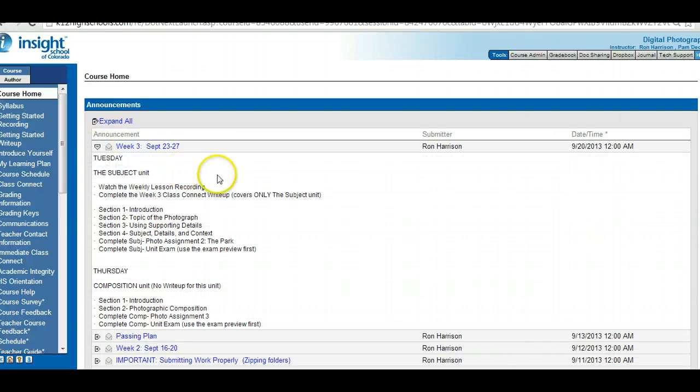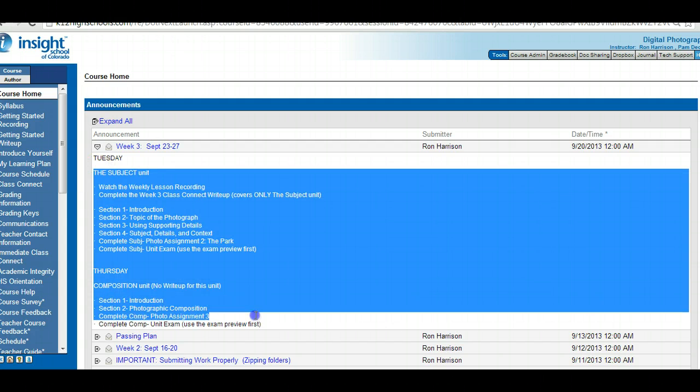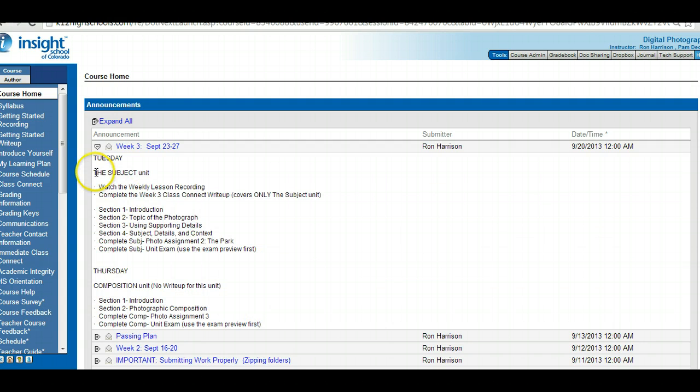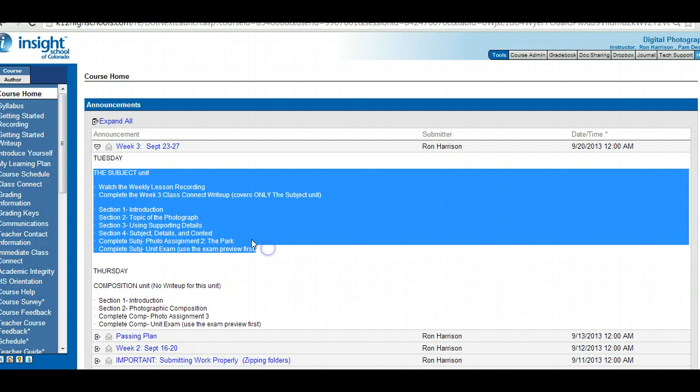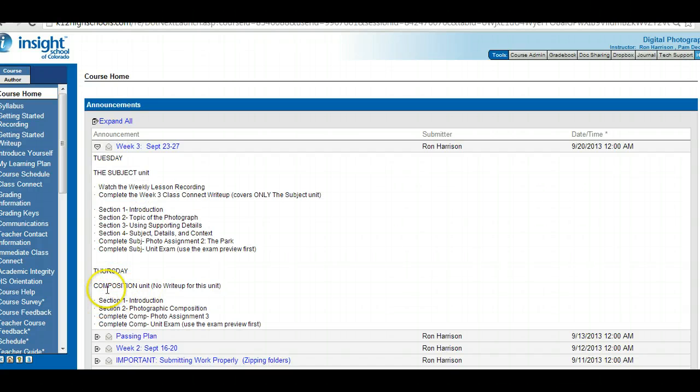Welcome to the recording for the composition unit. The composition unit, as you can see, is part of week 3 work. And again, starting with week 3 and including weeks 3, 4, and 5, you're going to have 2 units that you need to do. Now, I've recorded this information in a previous recording that's already posted. Now, this recording is just going to explain the composition unit.